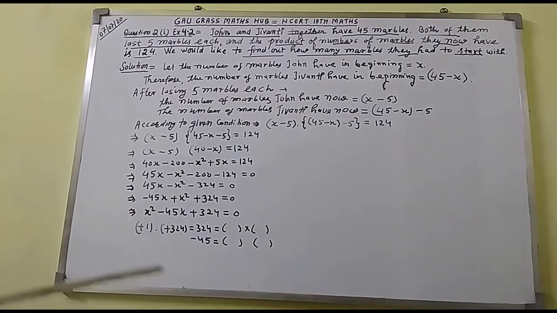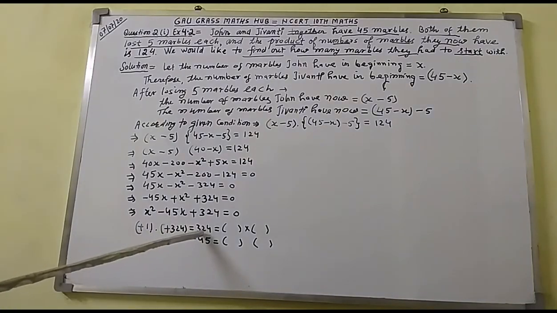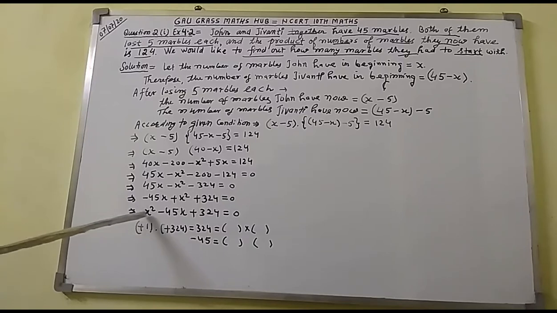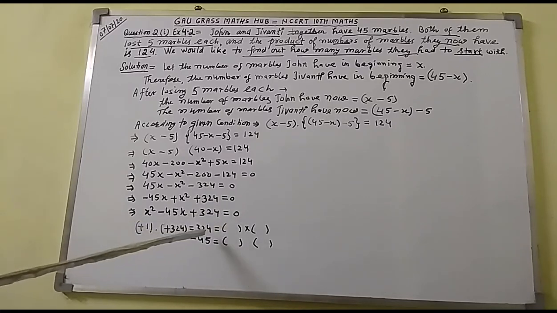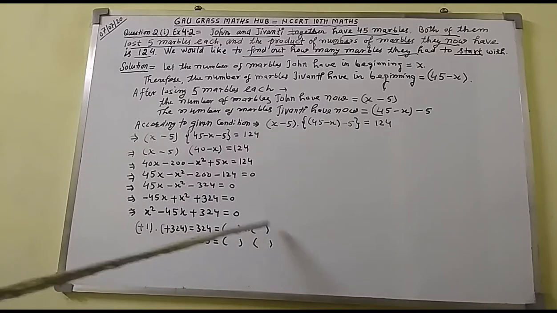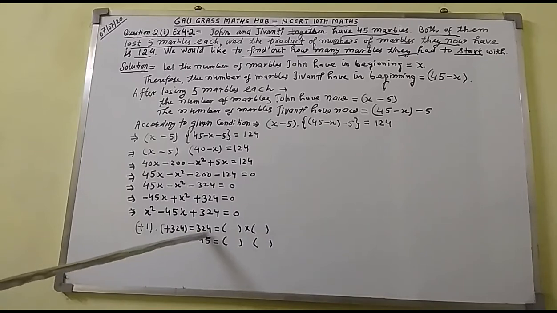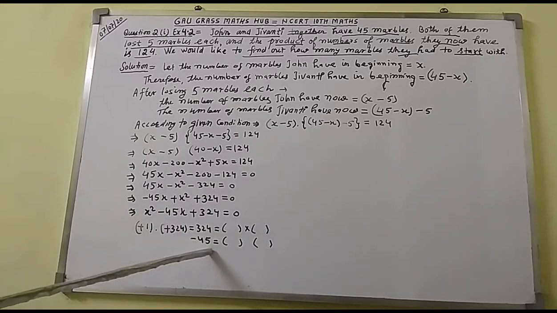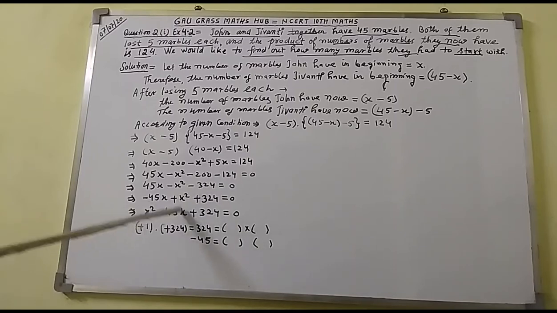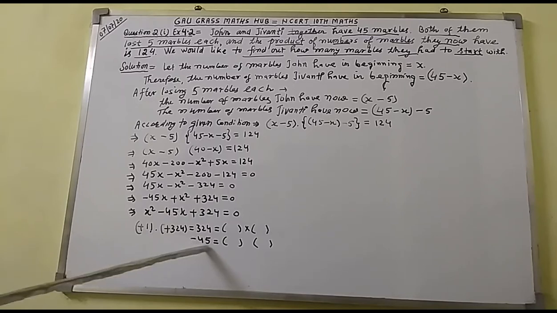Now come to next. Here you have got the coefficient of x square plus 1 which I have written, and this constant term plus 324 I have written here. Both will be multiplied together, which comes out to be 324 equal to, make two boxes here. Here is the multiplication sign. Just below plus 324, minus 45 right here equal to, this is the middle term. Here the coefficient of x is minus 45, I have written minus 45 here. Make four boxes like this.